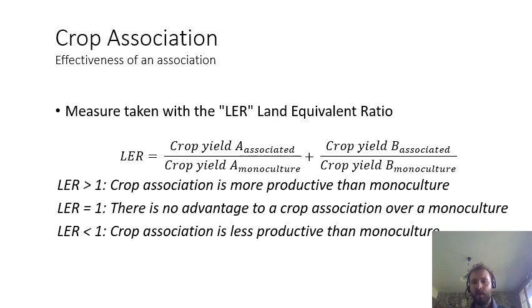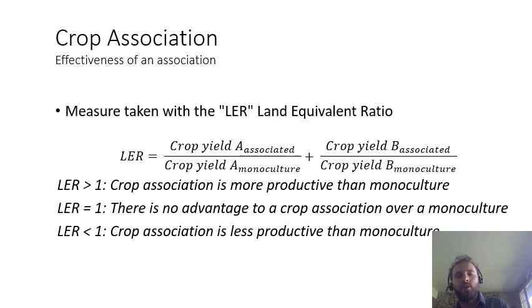If you get 1, it means there's no advantage of the crop association over the monoculture, so you need exactly the same space if you have three separate fields, one with maize, one with bean, one with squash, as if you plant the three crops together. But if you have a LER higher than 1, it means it's more productive than the monoculture, so you will need less space if you have the three crops on one field than if you have three fields with each crop. And if you get lower than 1, it means you actually need more space if you plant them together than if you plant them separately.